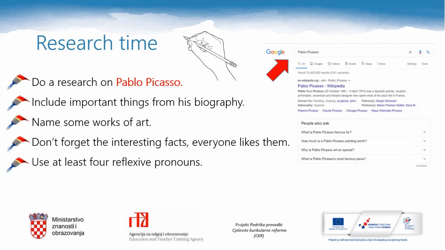Now, at the very beginning of our lesson, I've mentioned 3 famous painters, Leonardo Da Vinci, Vincent Van Gogh, and Pablo Picasso. We learned a lot about Vincent and Leonardo during this lesson, but now it's time that you do a research on Pablo Picasso. Please, include important things from his biography. Name some works of art. And don't forget the interesting facts. You know that everyone likes that. And don't forget to use at least 4 reflexive pronouns in your piece of writing. And of course, don't forget to send your homework to your teacher. Good luck!